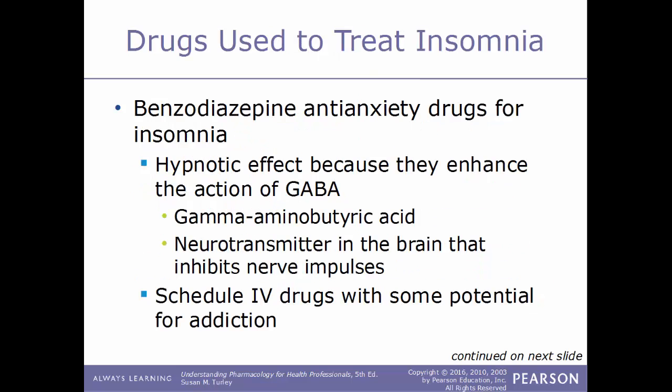Another kind of drug that could be used to treat insomnia are benzodiazepine anti-anxiety drugs. And these have a hypnotic effect because they enhance the action of GABA. And GABA is a neurotransmitter in the brain that inhibits nerve impulses. The acronym GABA stands for gamma-aminobutyric acid. And these are Schedule IV drugs that have some potential for addiction.